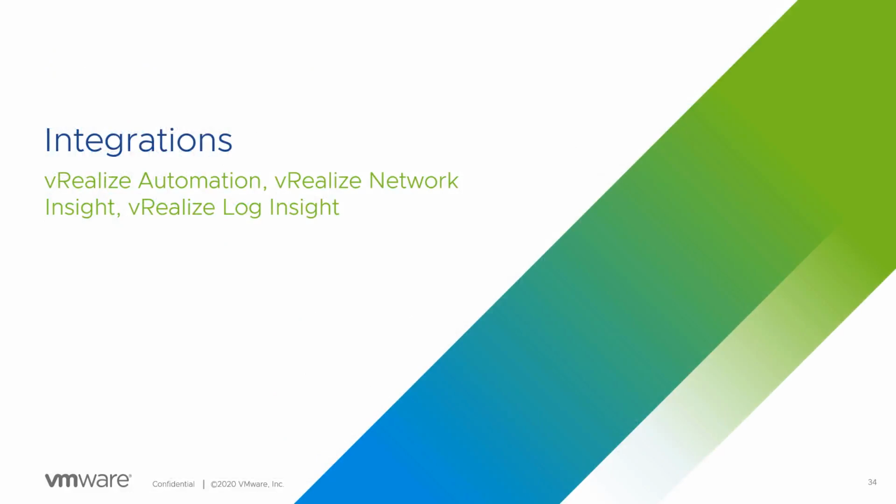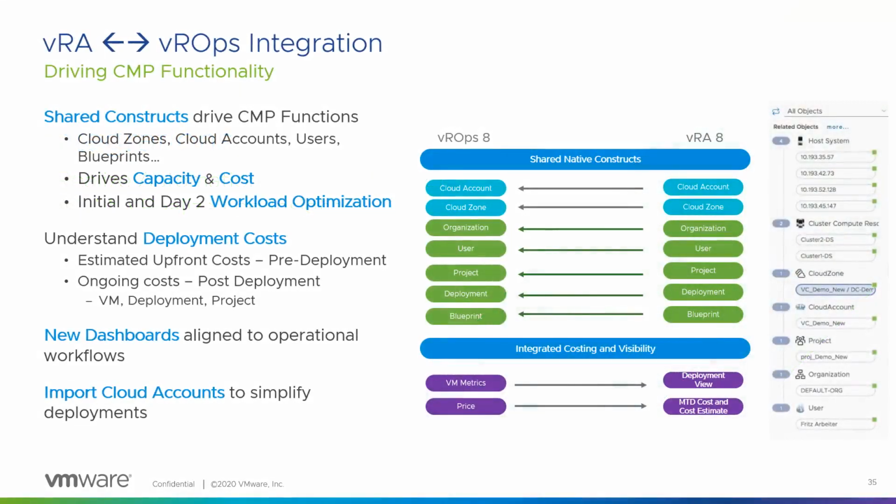So continuing on, I want to talk a little bit about some of these integrations. So we have quite a few really great integrations between our products. So just to talk through a few of these here. So the first one is the integration with vRealize Automation. What I think is really important to understand is now we have these shared constructs between the two products. So the terminology that we're using in vRealize Operations is the same as what we use in vRealize Automation, and you'll see that back and forth as we go along.